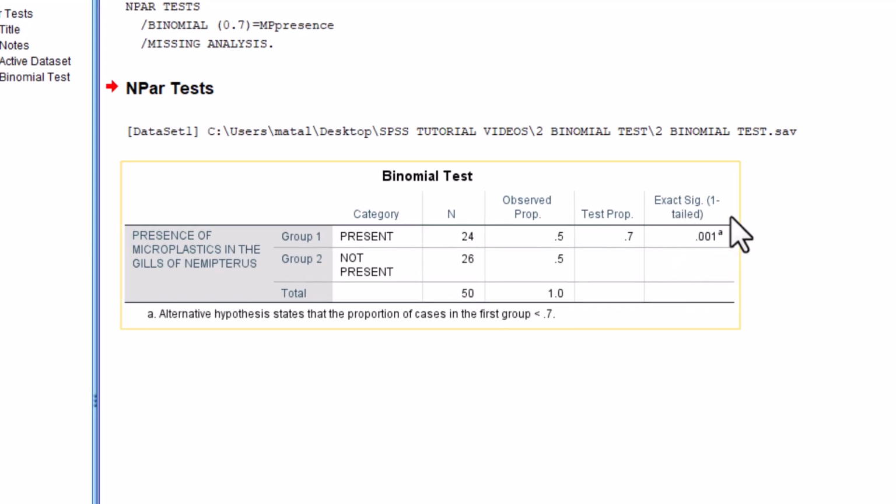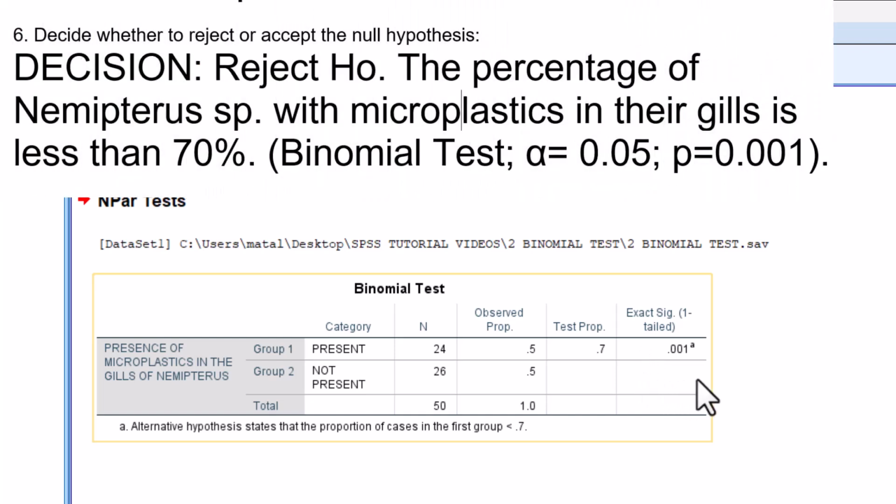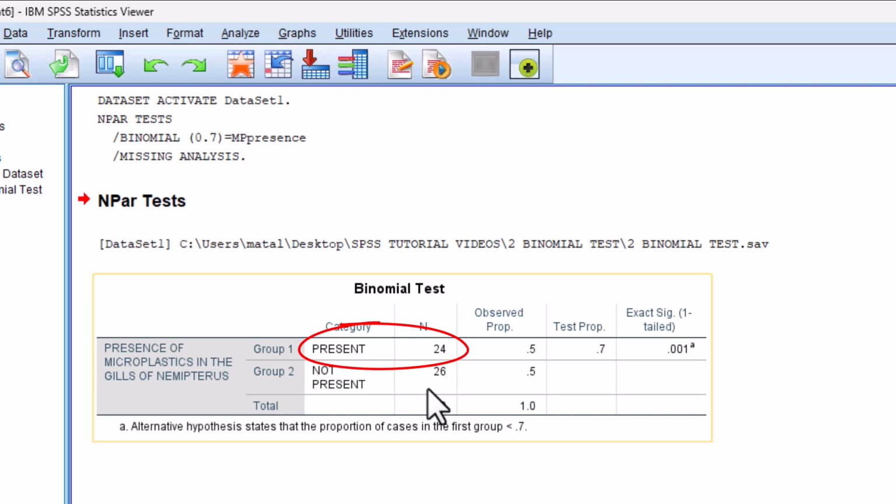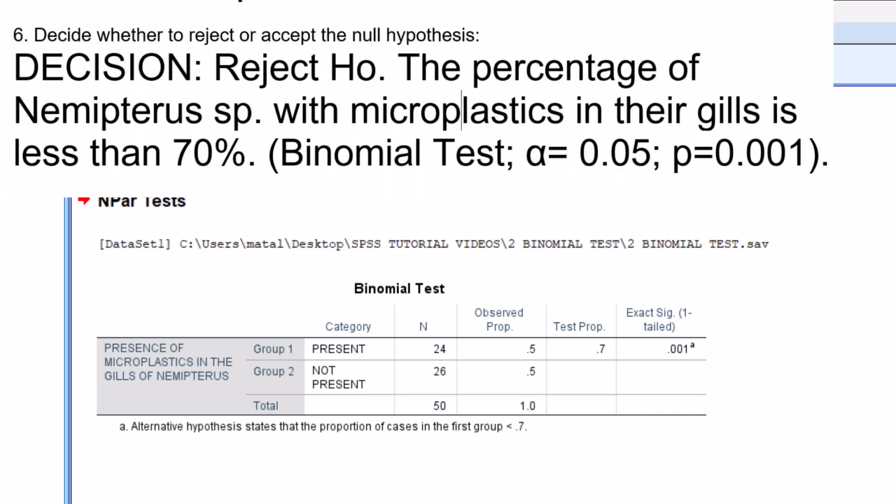So, ano yung gagawin natin? We reject the null hypothesis that 70% or more of our sample has microplastics in their gills. Halata naman siguro, right? If we look at the table here, only 24 out of 50 have microplastics. So meaning, mga more or less 50% lang pala yung mga may microplastics, not 70% as claimed. Okay? So decide again. You reject HO and you state that the percentage of Nemipterus sp with microplastics in their gills is less than 70%.